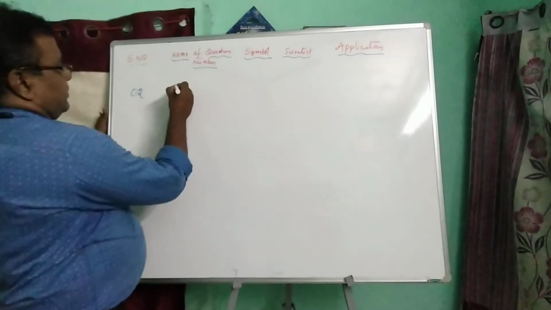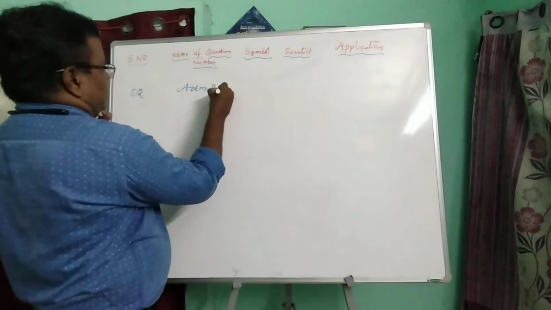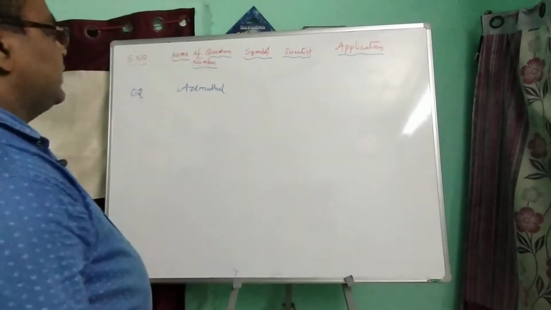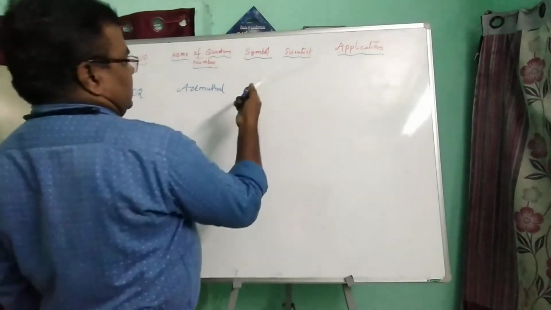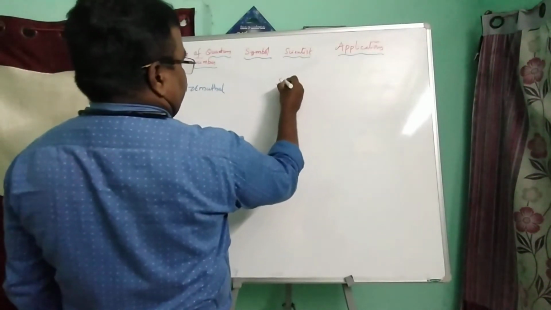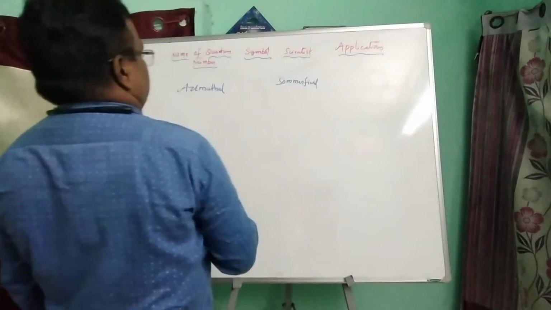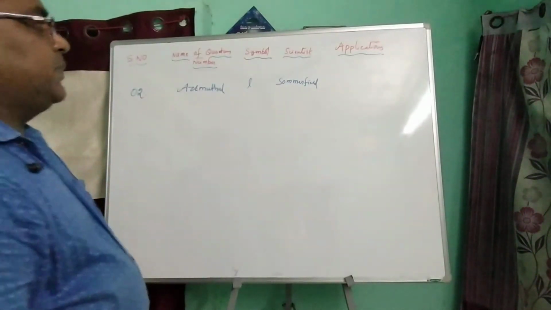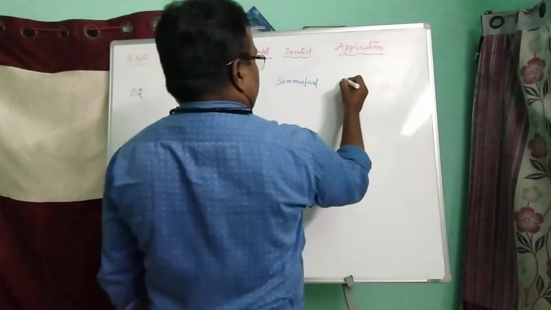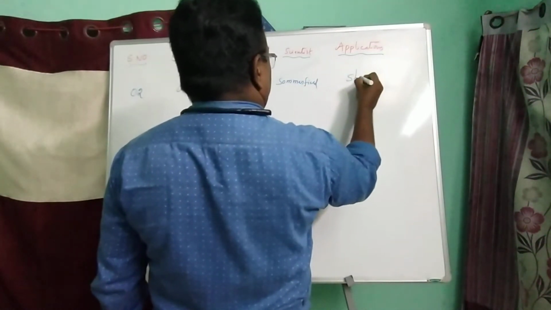The name of the next quantum number is azimuthal. The azimuthal quantum number was discovered by Sommerfeld. Its symbol is the last letter of azimuthal, L. Applications: first, it represents the shape of the orbital.